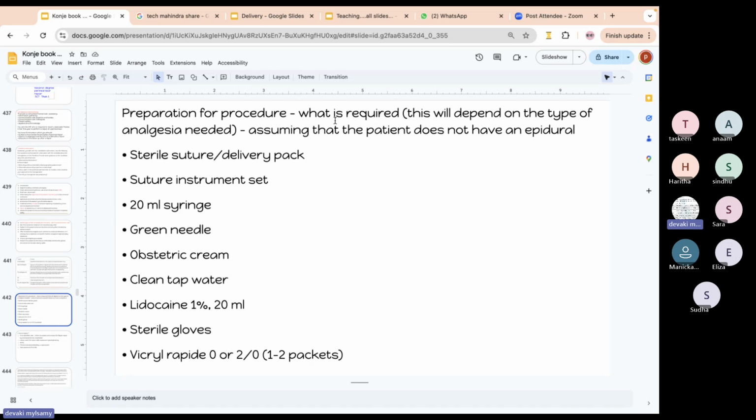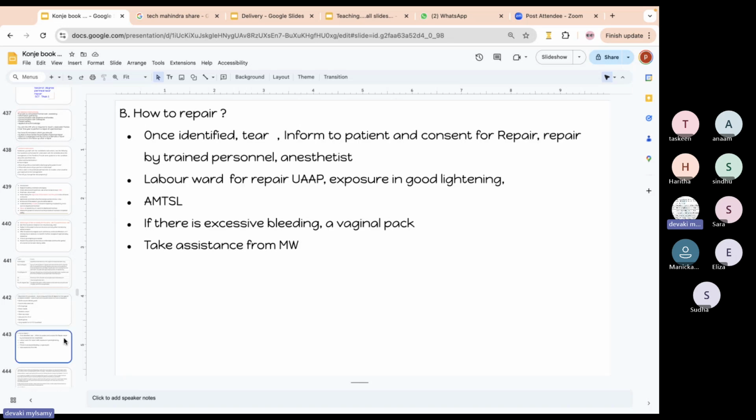Then preparation prior to the procedure. What is required here? We need to have an episiotomy trolley prepared by the nursing assistant or midwife who will be assisting us, with adequate equipment: swab and needle count, suture material and needle holder, and analgesia if needed for local infiltration, syringe and needle. So you can add these points also.